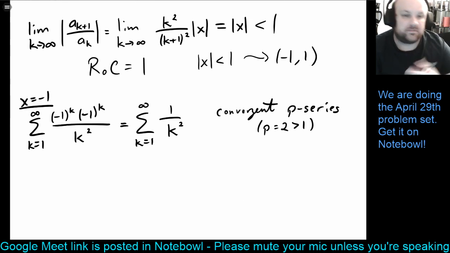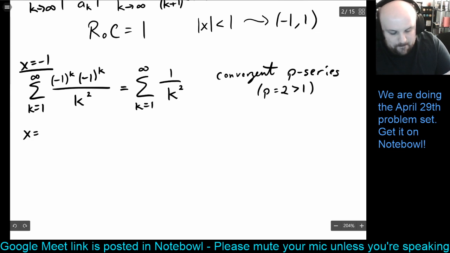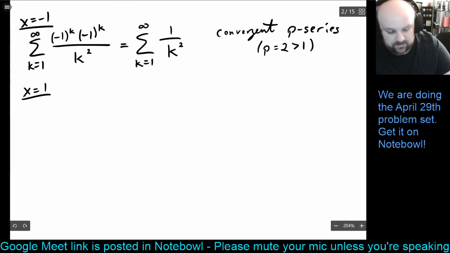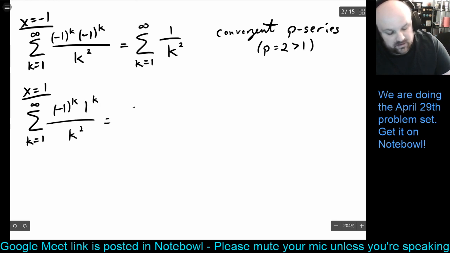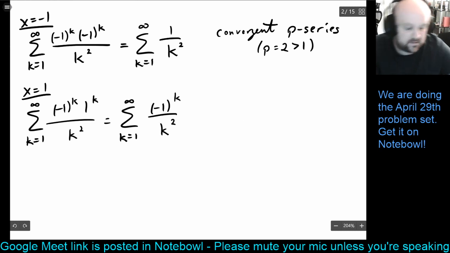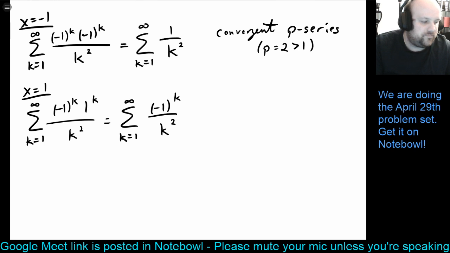Now what about at x equals 1? Well, plug it in. At x equals 1, we're going to get the series from 1 to infinity of -1 to the k, 1 to the k, over k squared. So we have this series. Now, does this converge or does this diverge? What do you think? And how can we show one way or the other what happens?